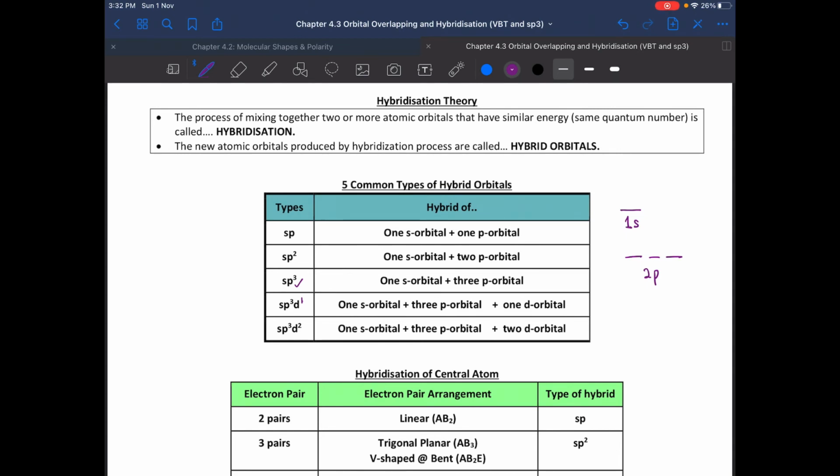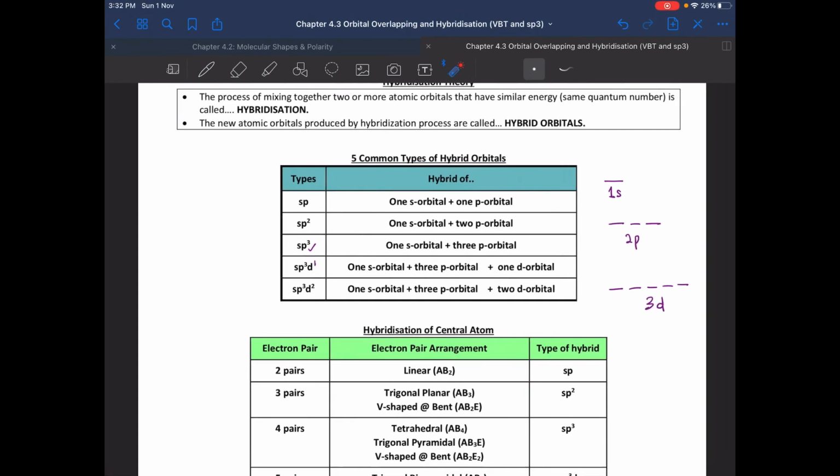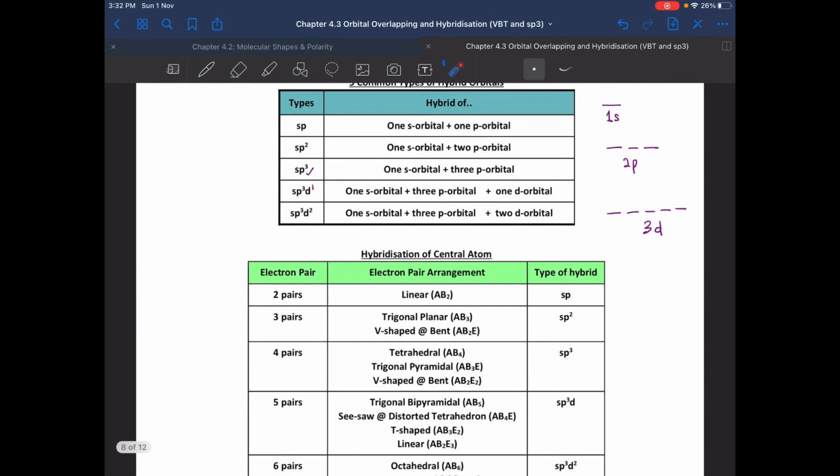Okay. Alright, and for d orbital, okay, d orbital we know that, for example, 3d, we have up until 5 orbital for 3d. Okay, 1, 2, 3, 4, 5. So, tapi dekat sini kita hanya belajar sampai sp3d2, that means 1s orbital, 3p orbital and 2d orbital sahaja yang kita akan mix together. Okay. Alright, and then next, let us continue with this one.